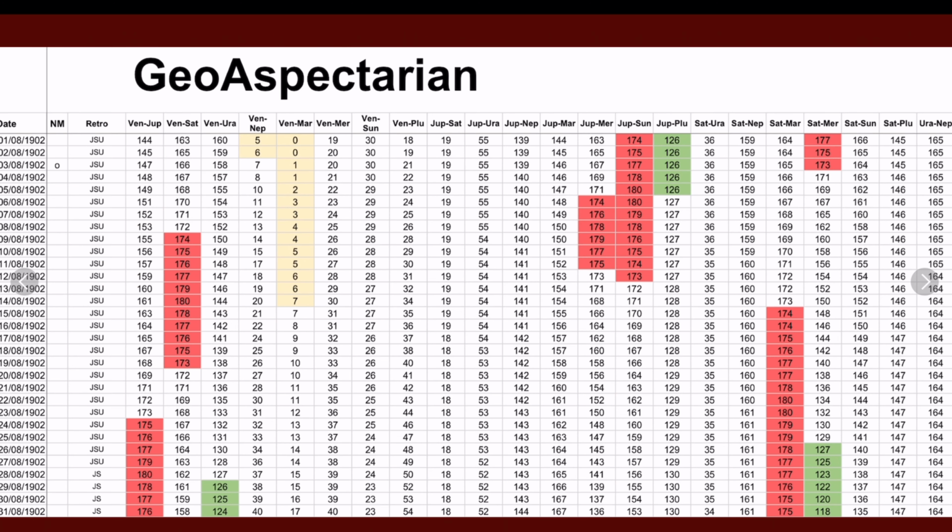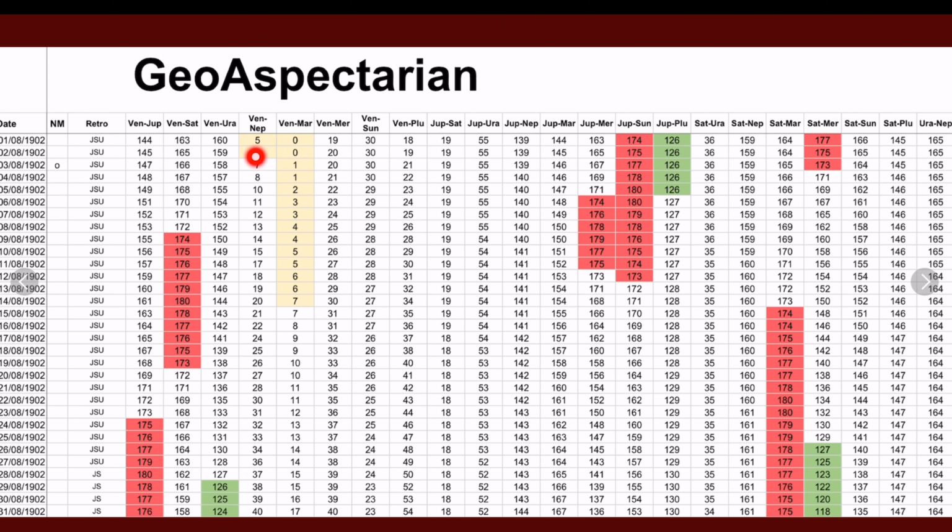All the aspect combinations have been worked out for you. In the first column we've got the date. Now I won't go into too much detail about the next two columns in this video, but NM stands for new moon, and when there's a new moon there's an O in this column, and that's quite important in Gann's work. The next column is for retrograde motion, and we have the letter of the planet in this column if it's in retrograde motion, and here we've got Jupiter, Saturn and Uranus all in retrograde. And if we look down we can see the U drop off, so Uranus goes direct here.